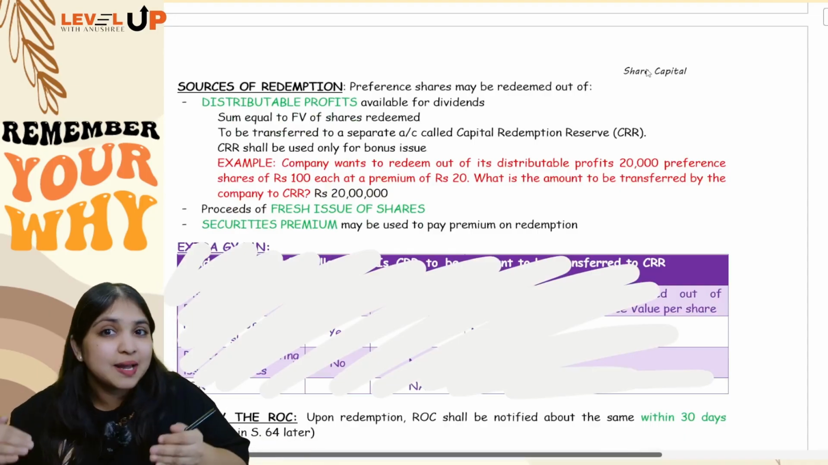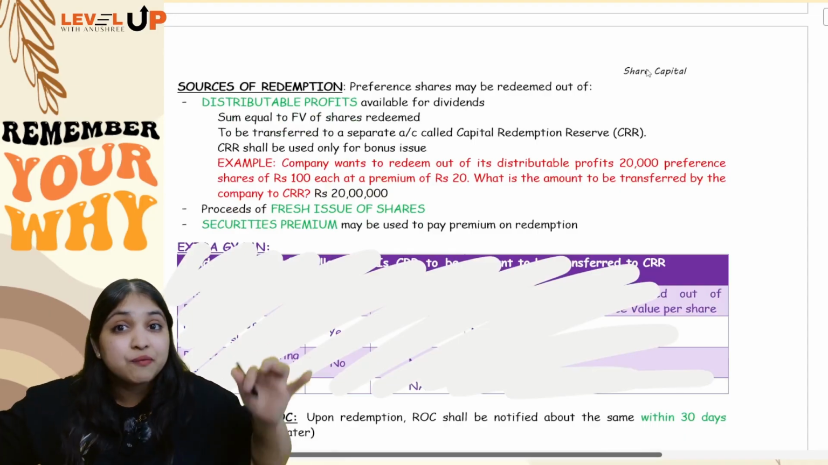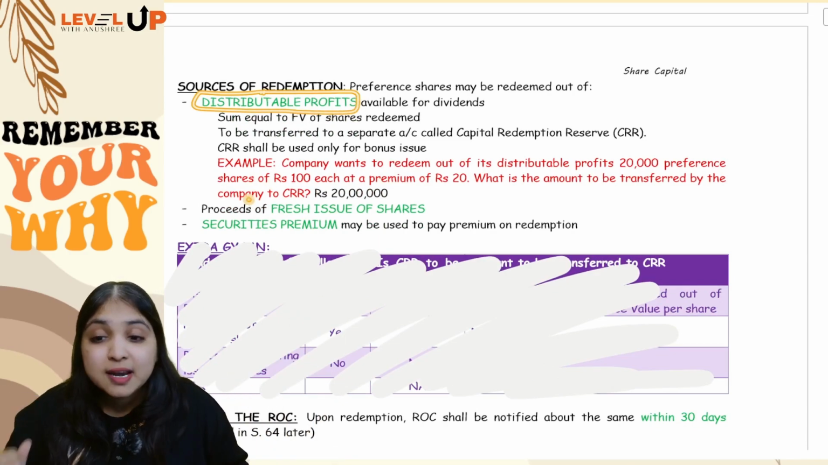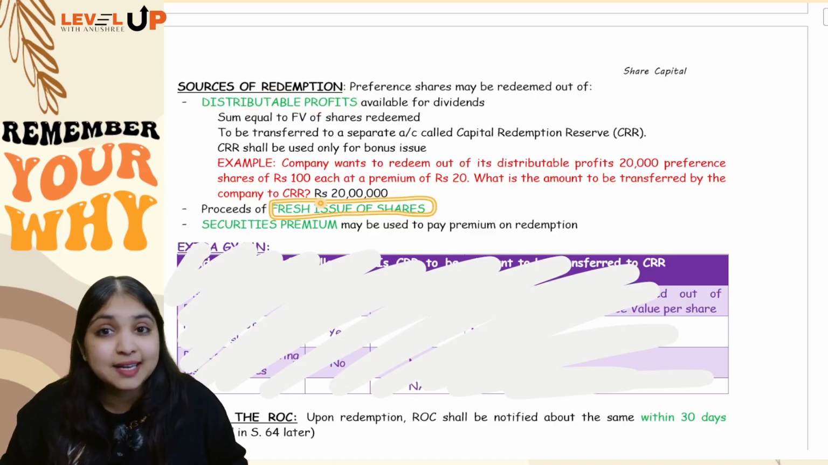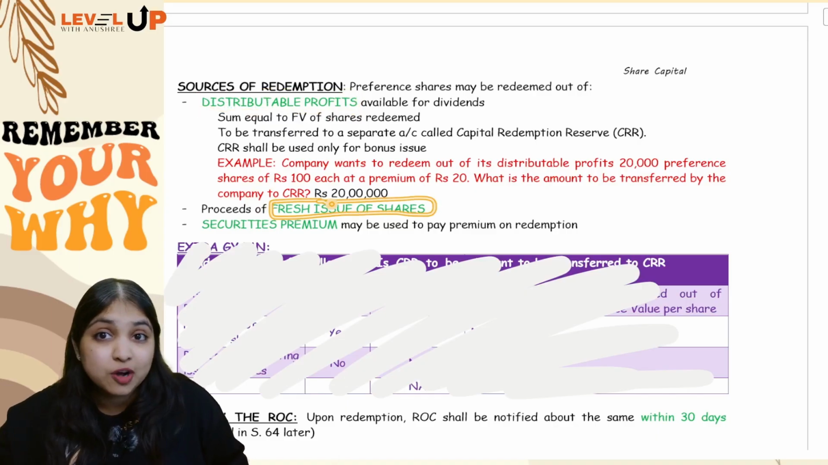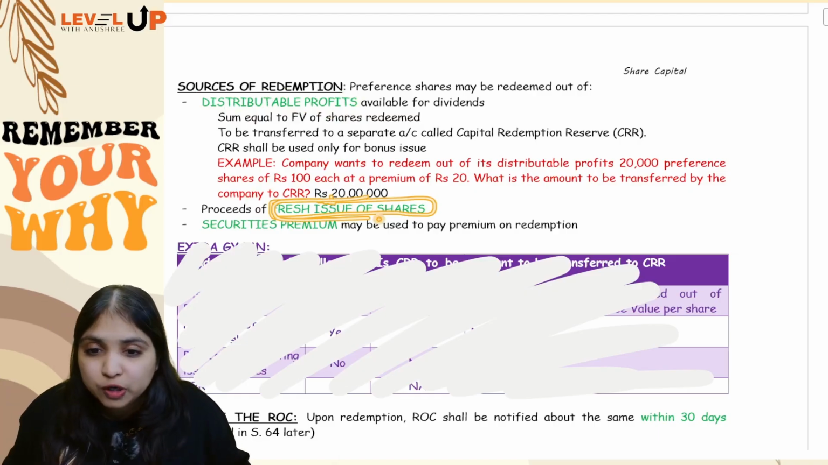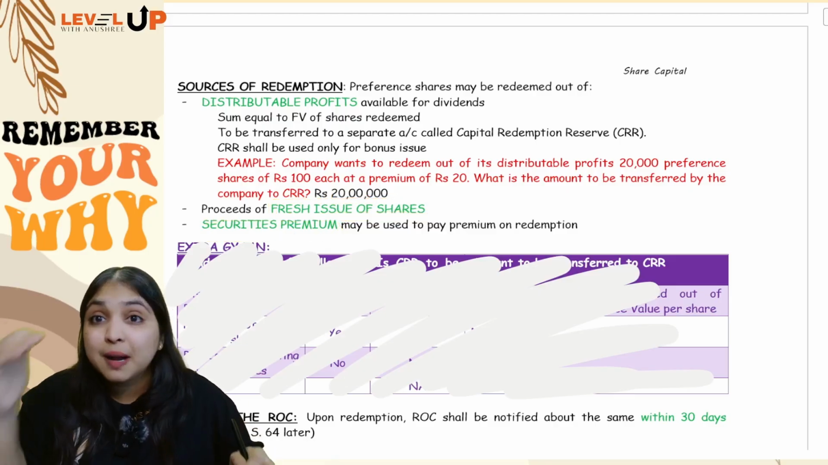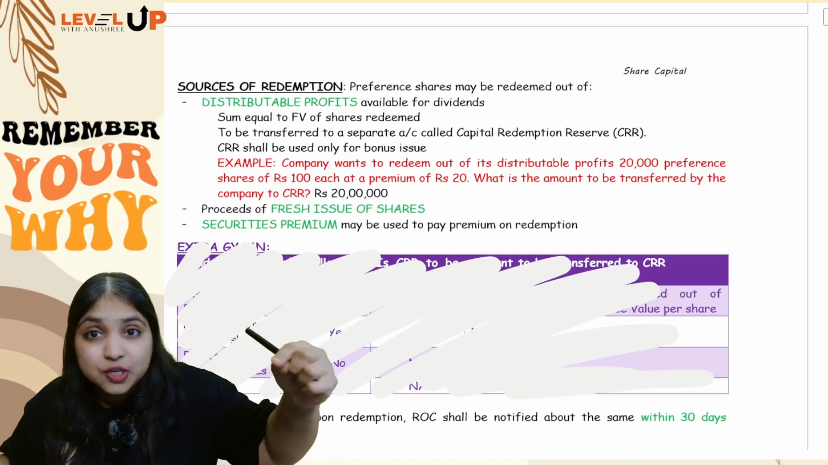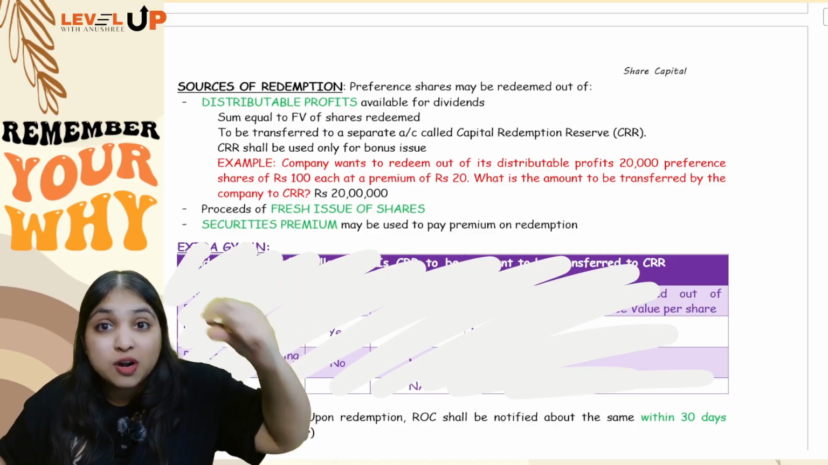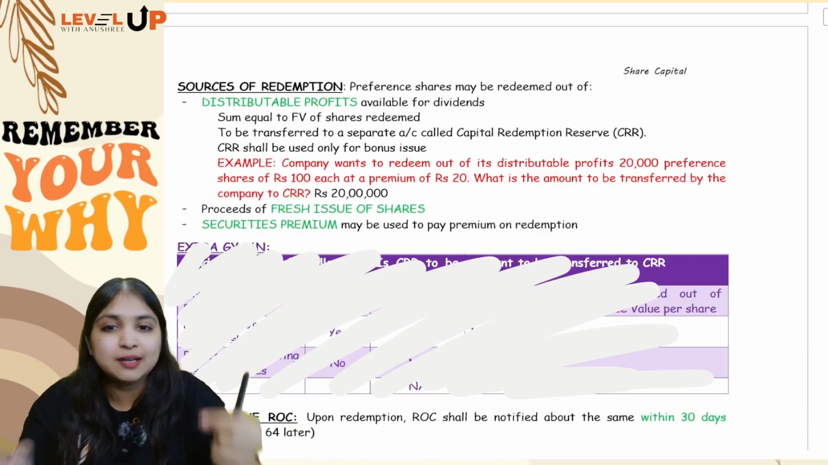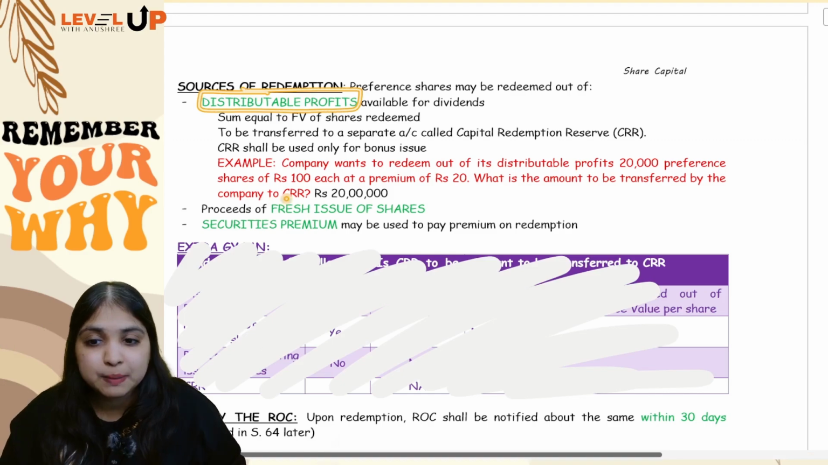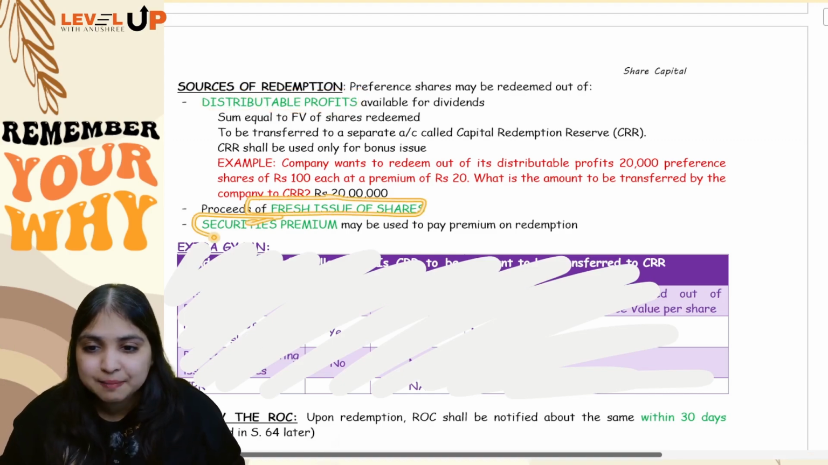Then to redeem the preference shares, the company needs money. The company has how many places from where it can take money? 3 places. Number 1, the company can take money out of distributable profits. Number 2, the company can make a fresh issue of shares and take money from that. But you can't take money out of proceeds of an earlier issue. You can take money only out of proceeds of a fresh issue, or the company can take money out of securities premium, section 52. But listen, you cannot take the entire money from securities premium. Only the premium on redemption, only the extra, you can take from securities premium. So the company can take money from how many places? 3 places. Number 1, distributable profits. Number 2, proceeds of fresh issue. And number 3, securities premium.